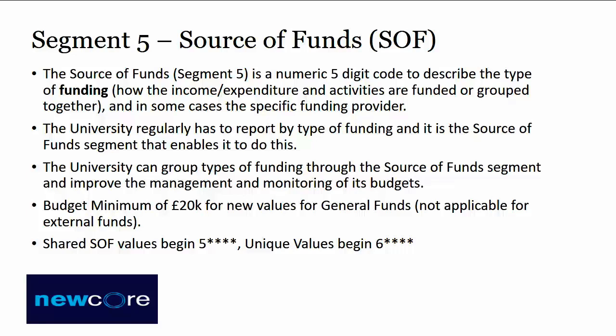Could this just be your expenditure budget effectively for your department, let's say, and maybe use the activity codes or maybe use something else somewhere else to try and achieve the result that you want to achieve. So 20K is kind of the minimum, but it's not applicable to external funds because they do have their own specific restrictions, and we have to create a unique value, and even if it's £2,000 because it's external, it's important to track it in this way. So they will have their own values, and those unique values will start with a 6. Shared will start with a 5.